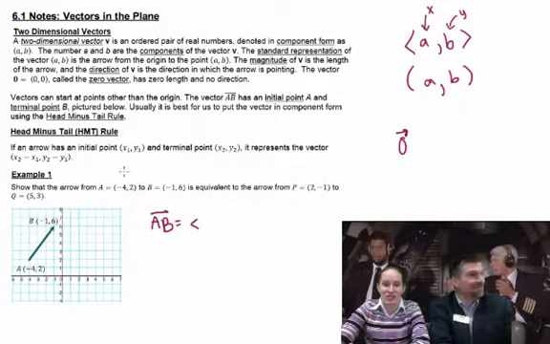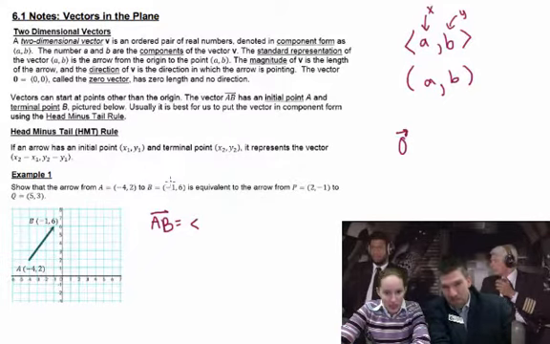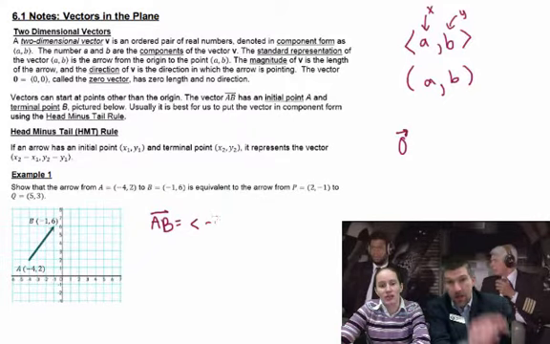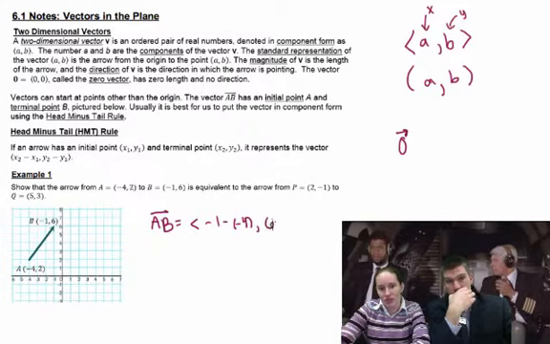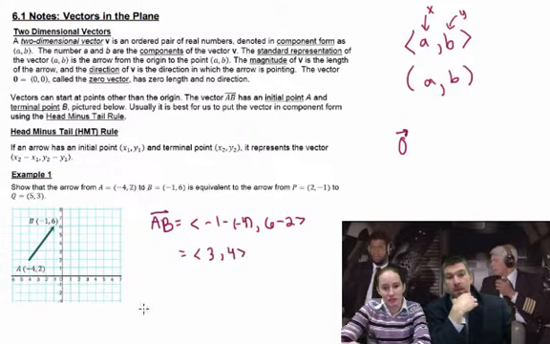For AB, we do the second one, which is -1 minus -4. Be careful here, it's a minus -4 situation, not just a straight -4. And then 6 minus 2. So that gives us -1 plus 4, which is 3, and 6 minus 2, which is 4. So AB is 3, 4.